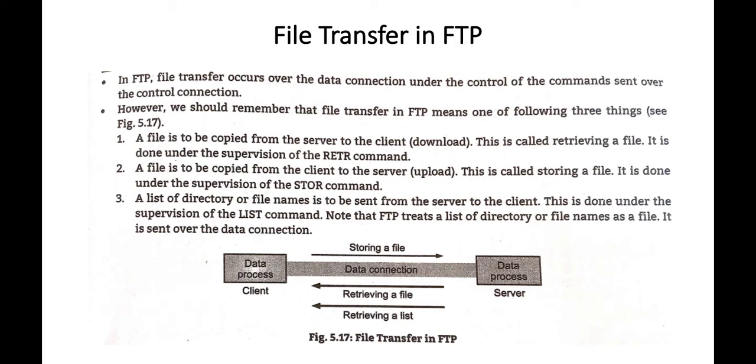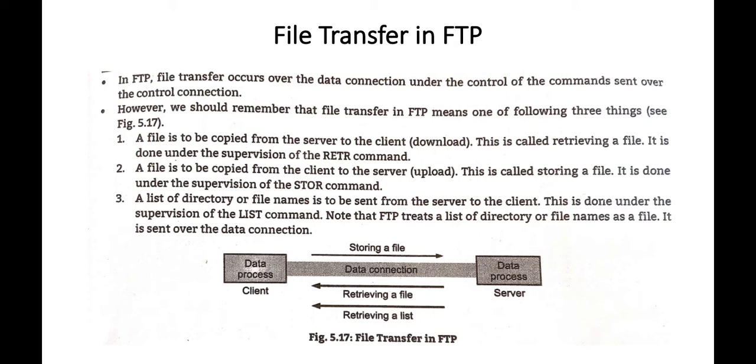As I told you, for the control connection we use some different commands for establishing a connection between the client and server. What happens here? First of all, the server listens for the client on port number 21. Port number 21 is used for the control connection. If any client is ready or in active mode, then the server can communicate with the client.